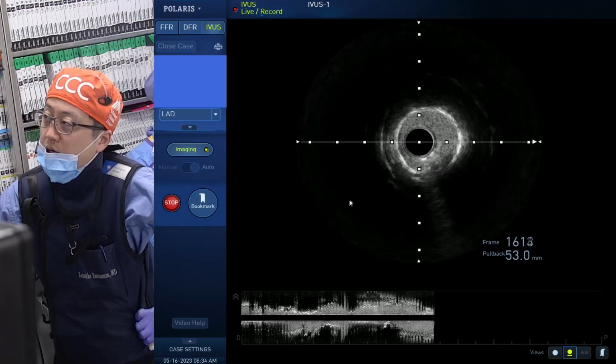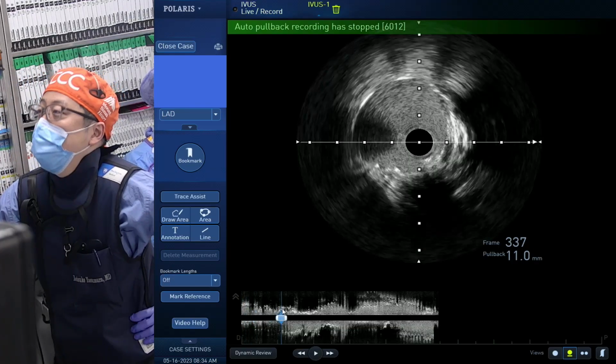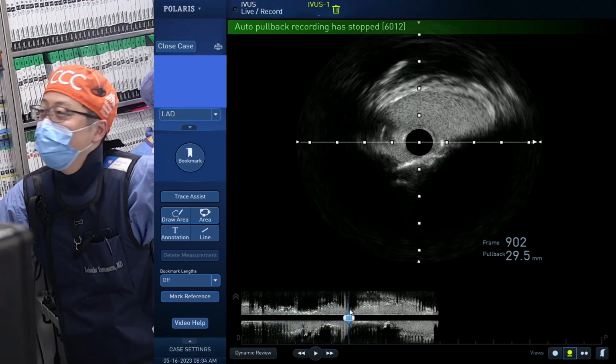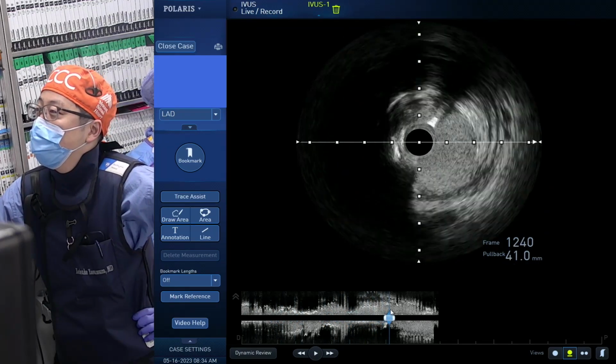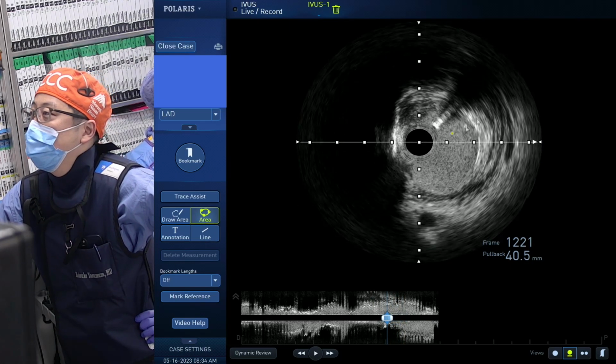Why don't we have an IVUS registration with NGO? We don't have it, or they don't make it yet? No, Philips has it, but we don't use their IVUS. But I'm saying, they had to do it. Boston Scientific has to do some good things. I like it.